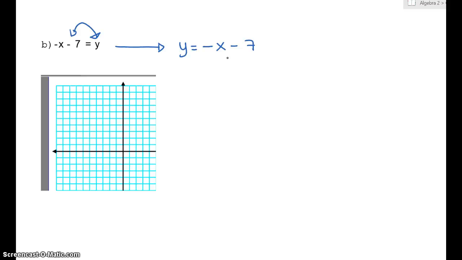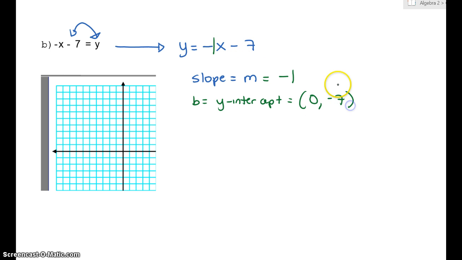Alright, in this case, our slope, which is our m, is the number in front of the x, but a lot of people don't see it. Like, what's that number? Negative x, and that looks so goofy, but we know that there's really a negative 1 there, so we're going to go ahead and take the negative 1. And then our b, which is our y-intercept, is equal to negative 7, so it's going to be 0, comma, negative 7. We always take the sign in front of that b value.